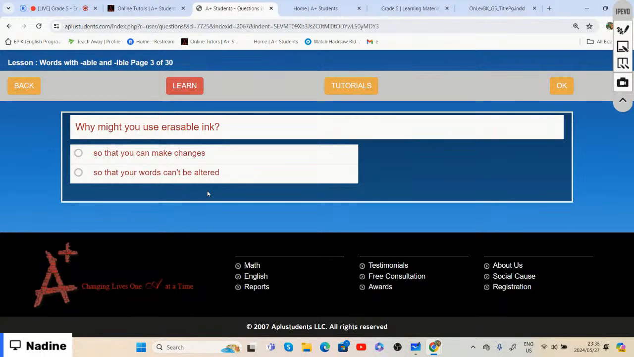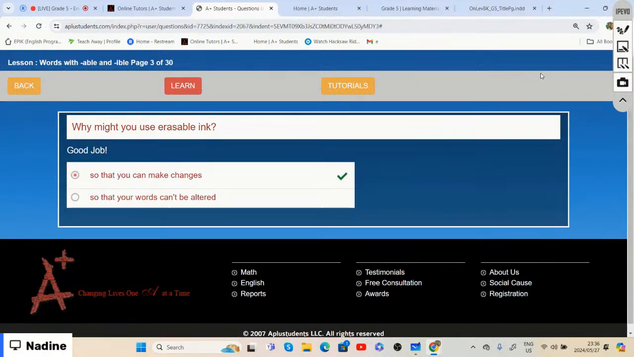All right, and if we were to choose the correct answer, remember when it comes to erasable, it means that you are able to erase it, and then it means that you will be able to make changes, right? So if you can erase something, you can make changes. So well done.